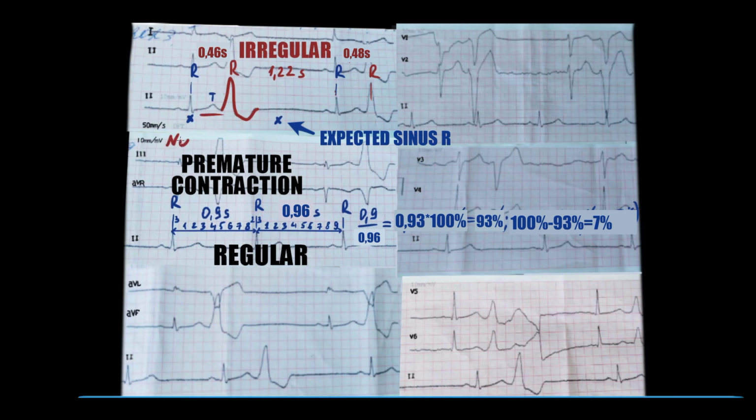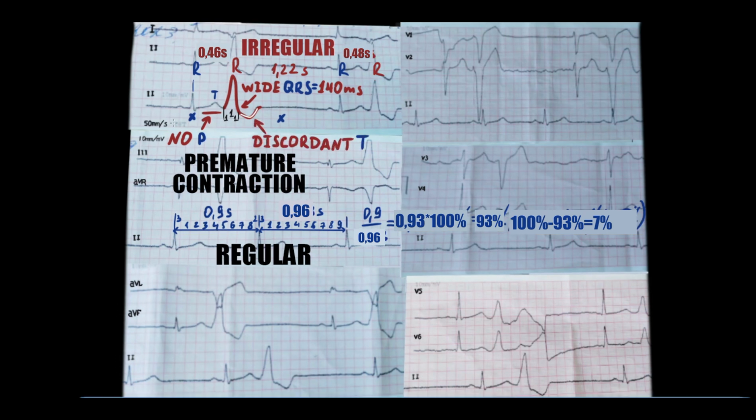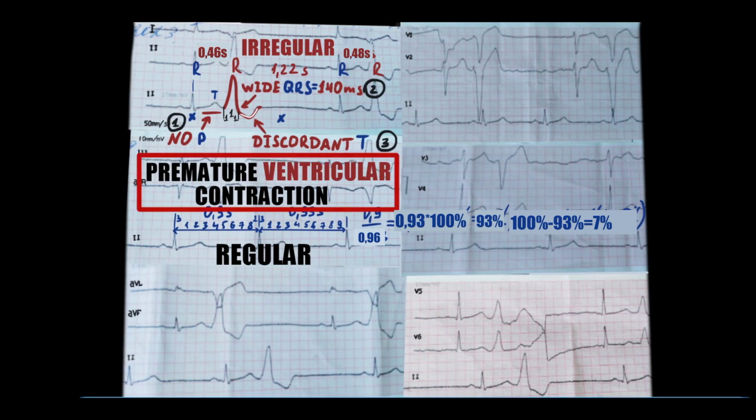Now look at the morphology. There is no P wave in extrasystolic complex. QRS duration is equal to 1 large and 2 small boxes or 140 millisecond. Also, premature complex has discordant T wave. All of above indicates ventricular origin of premature contraction.